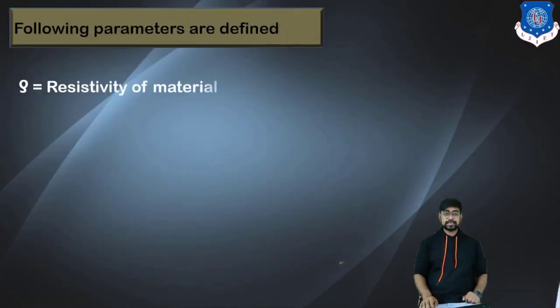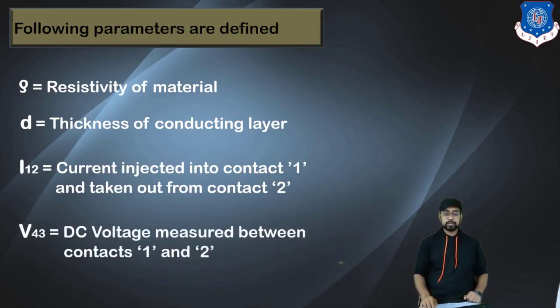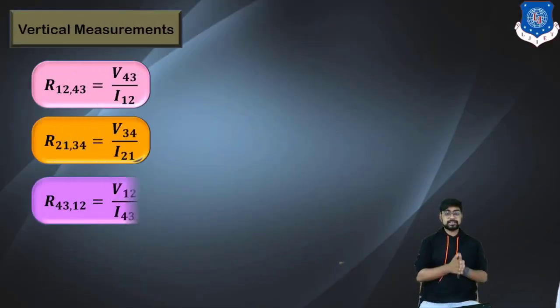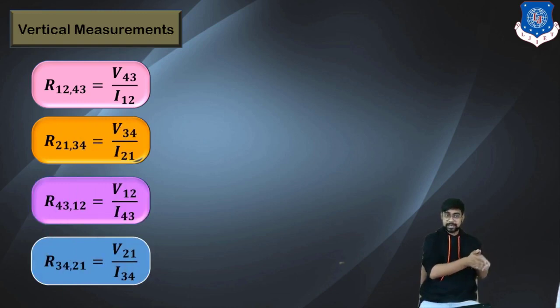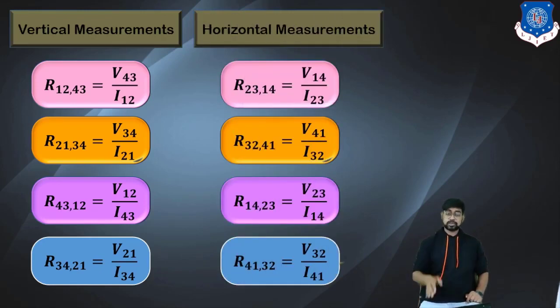Now the following parameters are defined from it. First, the resistivity of the material. Second, the thickness of the conducting layer. Third, when we say I12, it is injected into contact 1 and taken out from contact 2. Similarly, V43 gives the DC voltage measured between the contacts. Now the vertical measurements use the same technique, and we get the resistance R12,43. Vertically we are just changing the position and getting these values. Similarly, horizontally we change the position and get the horizontal measurements.